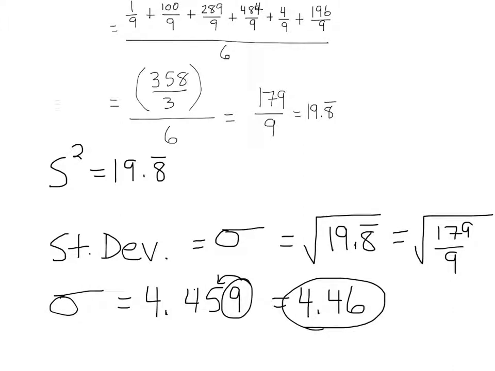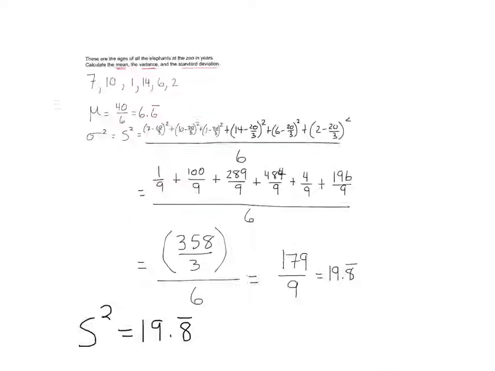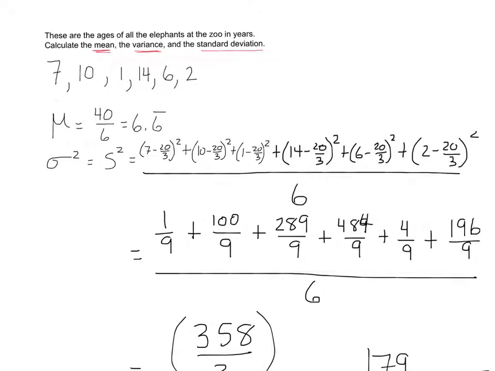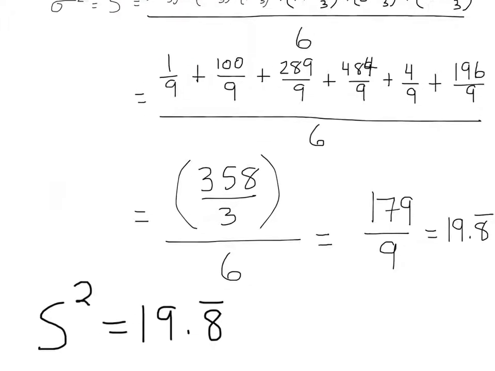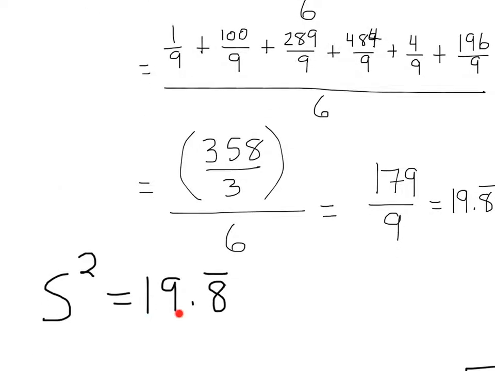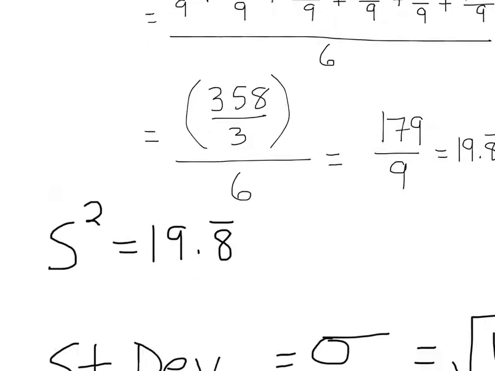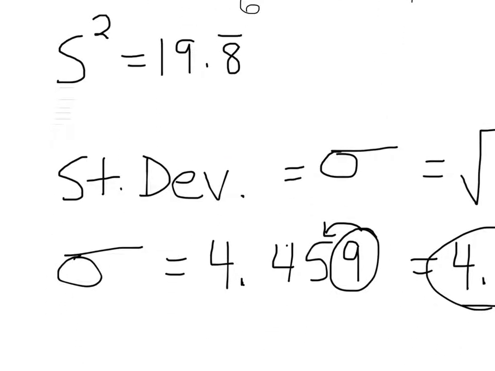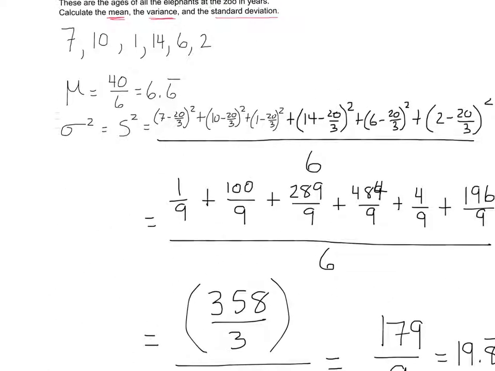So let's review what we've got here. Here's our problem. These are the ages of the elephants at the zoo. We had an average of 6.6 years in age. That gave us a variance of 19.8 repeating, which gave us a standard deviation of 4.46. So what they're saying is each elephant is on average about 4.46 years from the mean.